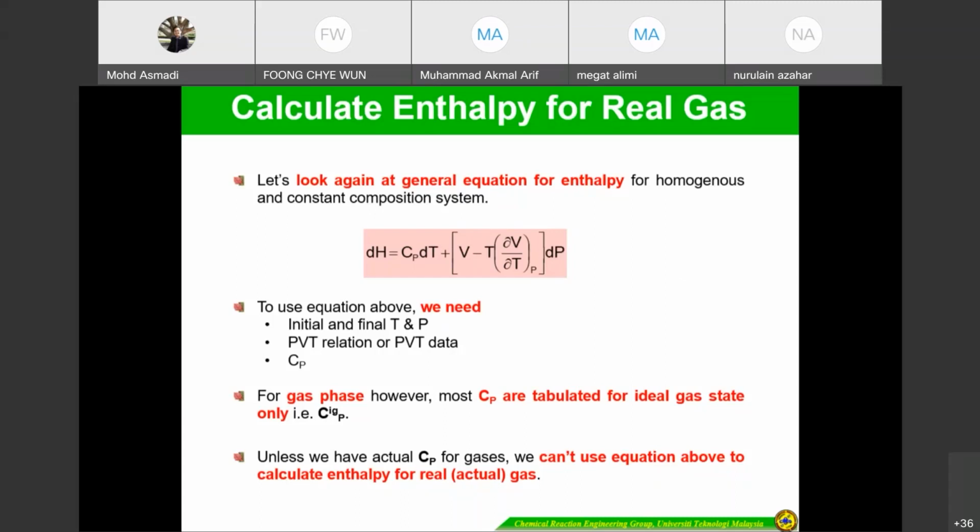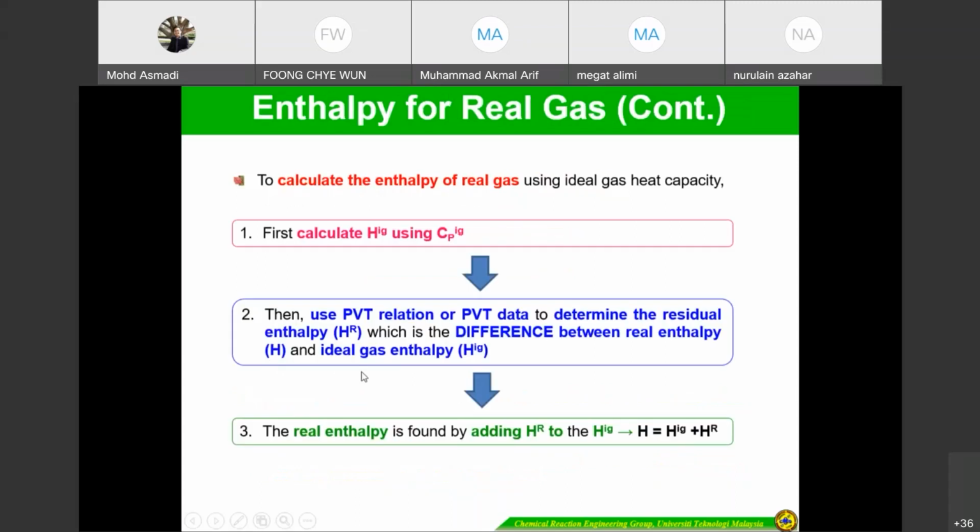In order to use these equations, because I think it is quite difficult to find dV over dT and dP, we need the initial and final temperature and pressure. We have to find the PV data and also CP. So first, calculate delta H^IG using CP^IG, and then see the difference, because for the residual properties, H is the actual enthalpy. I just use enthalpy H^IG, plus H^R.